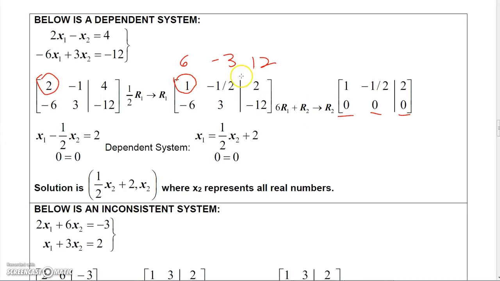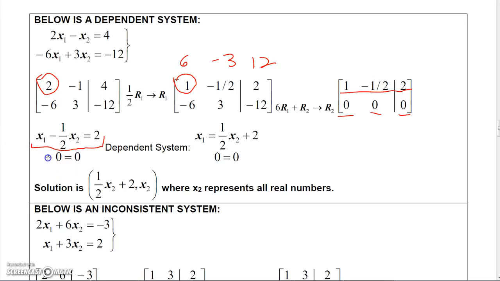So it seems like it canceled my entire row here. Well, what that tells me is if I take this now out of the matrix and write it as an equation, this would be x minus 1/2 y equals 2, or in our case, x1 minus 1/2 x2 equals 2.